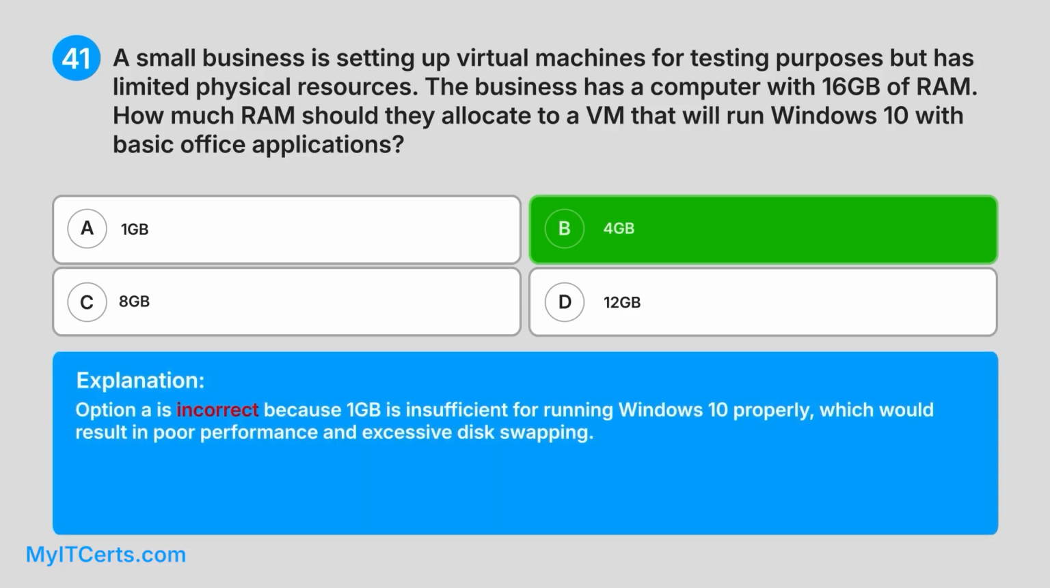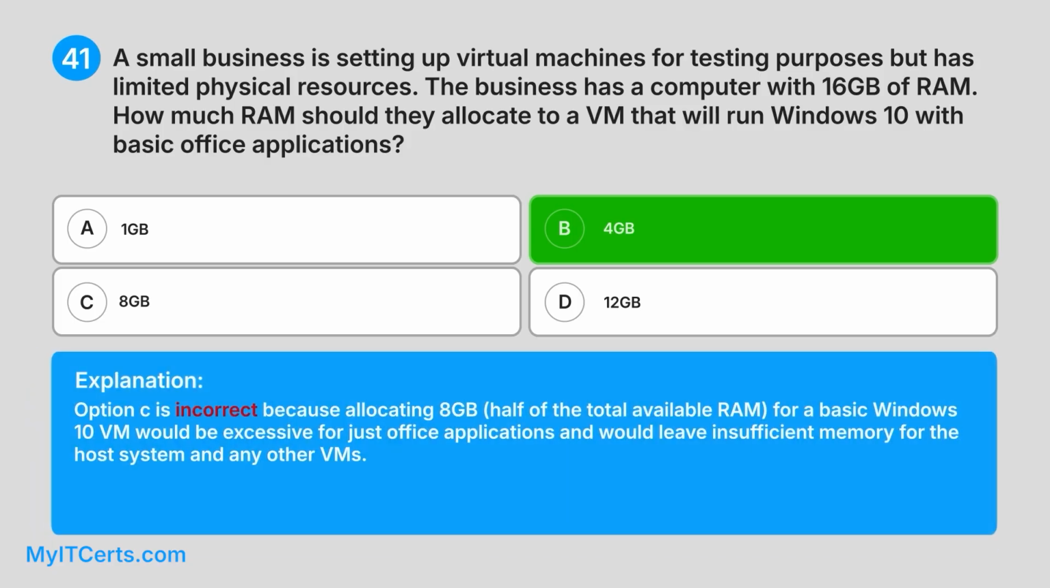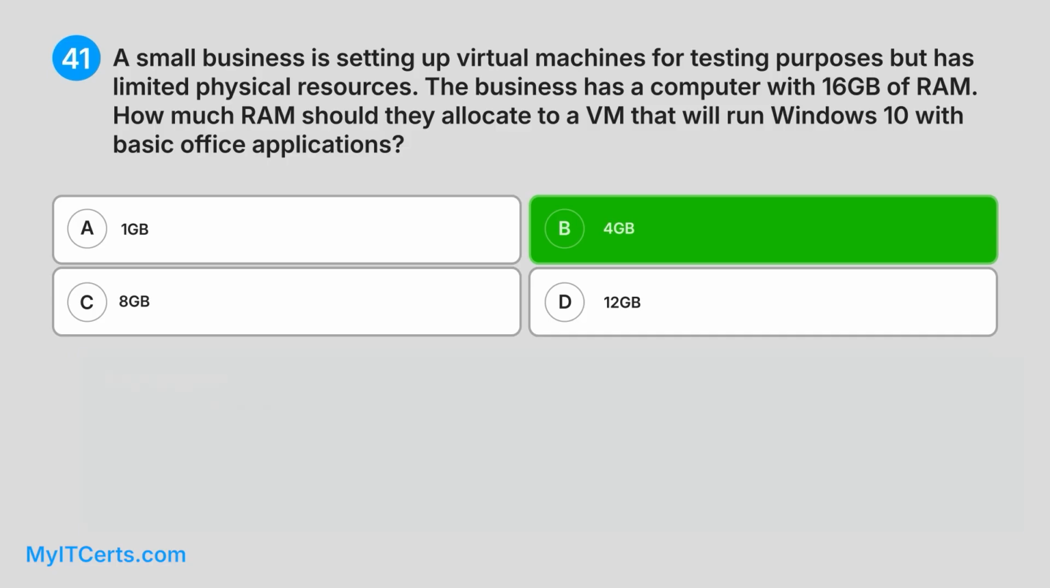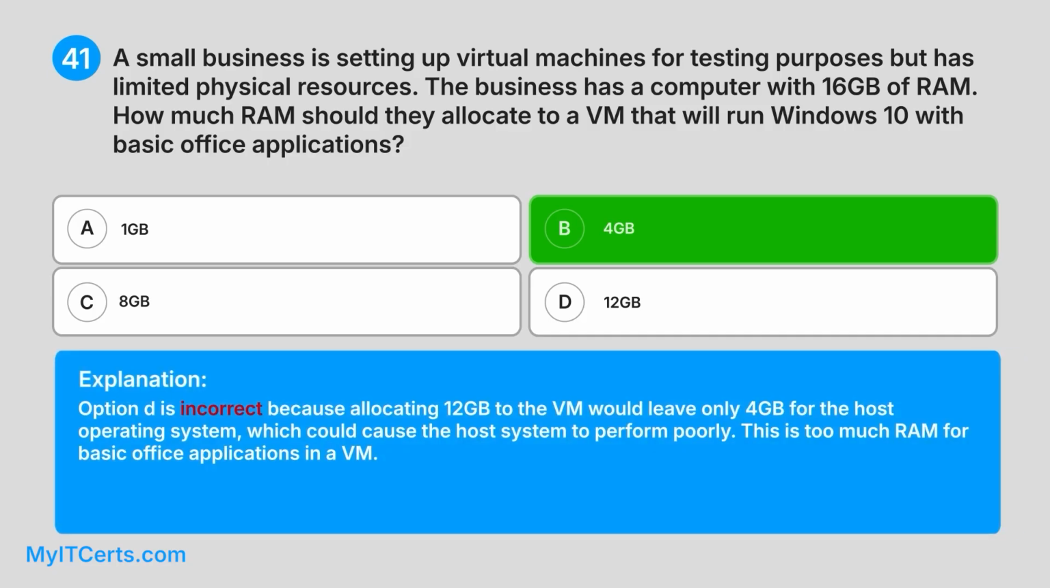Option A is incorrect because 1 GB is insufficient for running Windows 10 properly, which would result in poor performance and excessive disk swapping. Option C is incorrect because allocating 8 GB, half of the total available RAM, for a basic Windows 10 VM would be excessive for just Office applications and would leave insufficient memory for the host system and any other VMs. Option D is incorrect because allocating 12 GB to the VM would leave only 4 GB for the host operating system, which could cause the host system to perform poorly. This is too much RAM for basic Office applications in a VM.